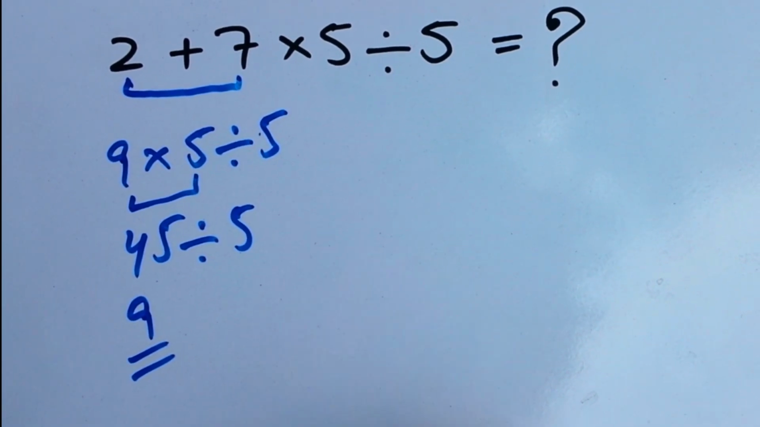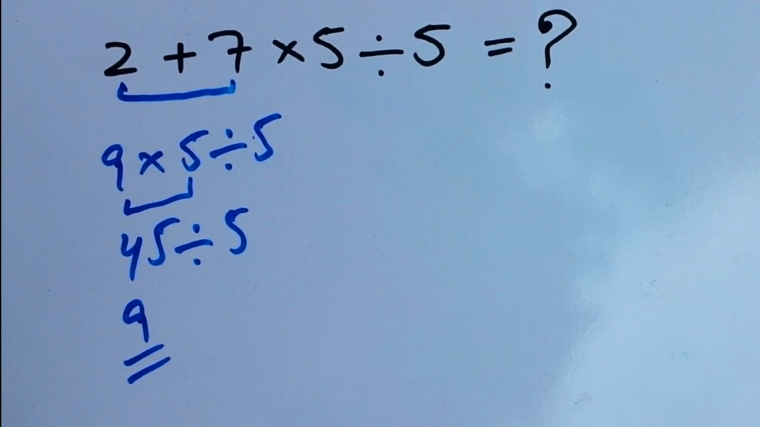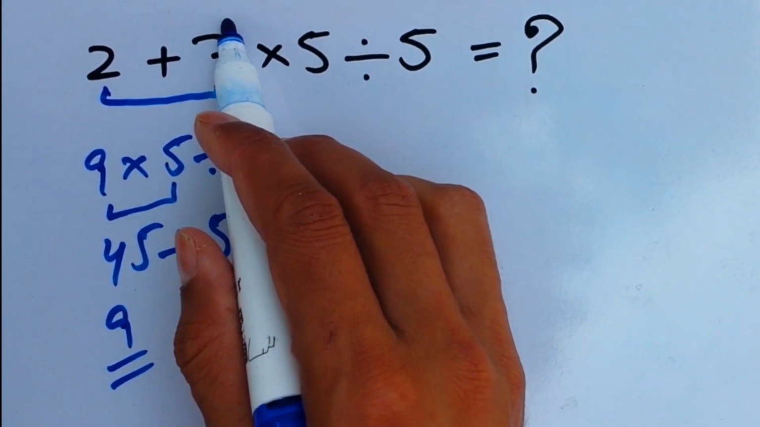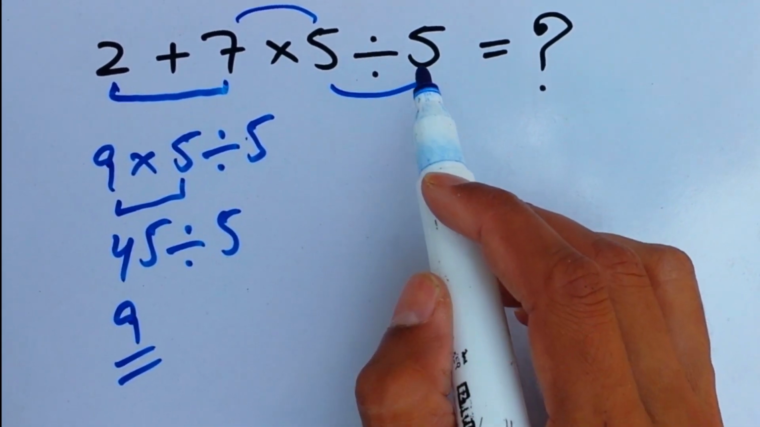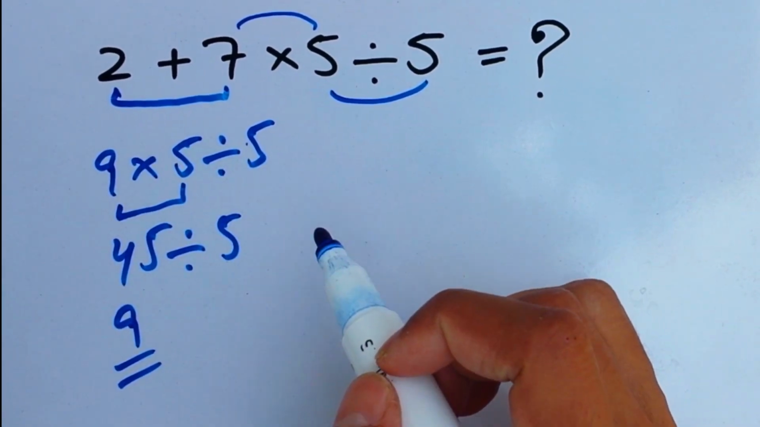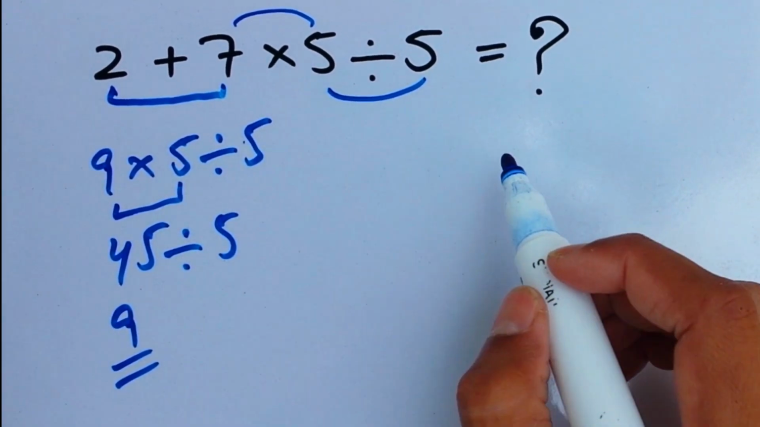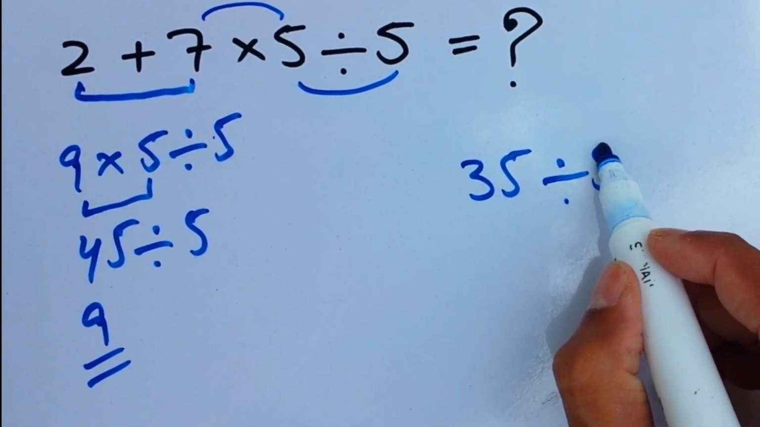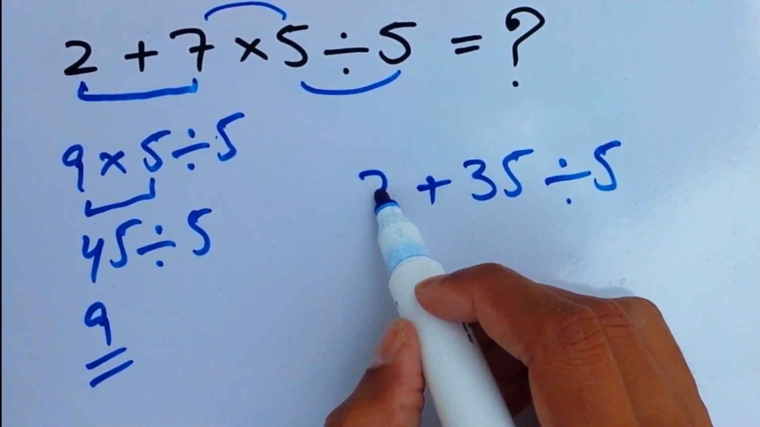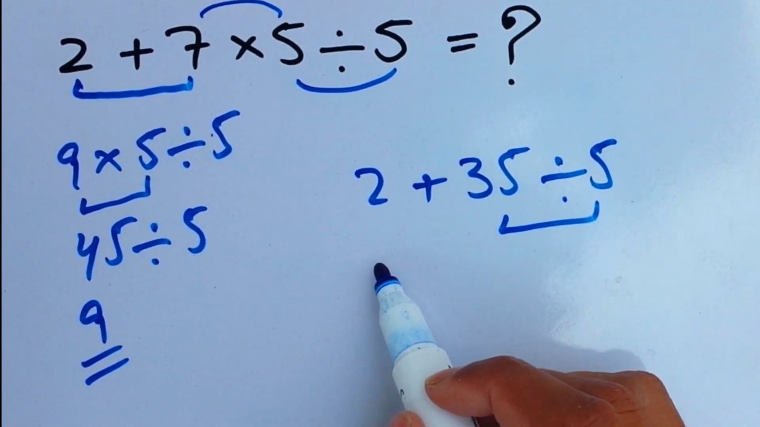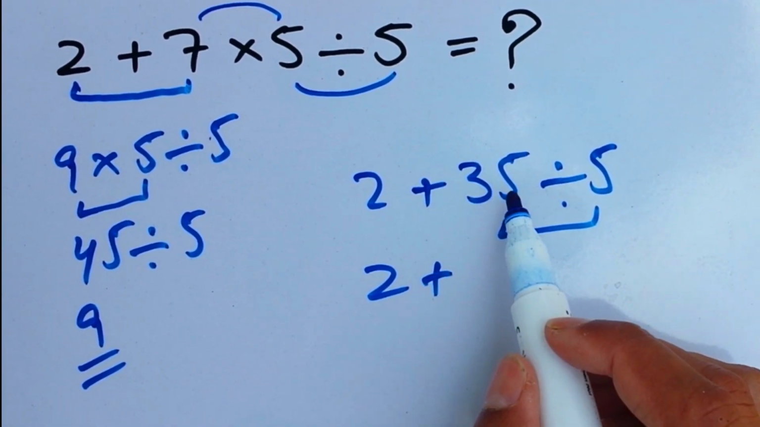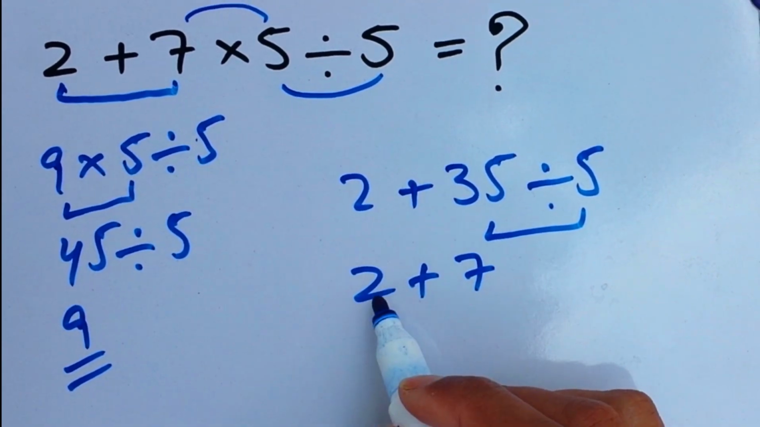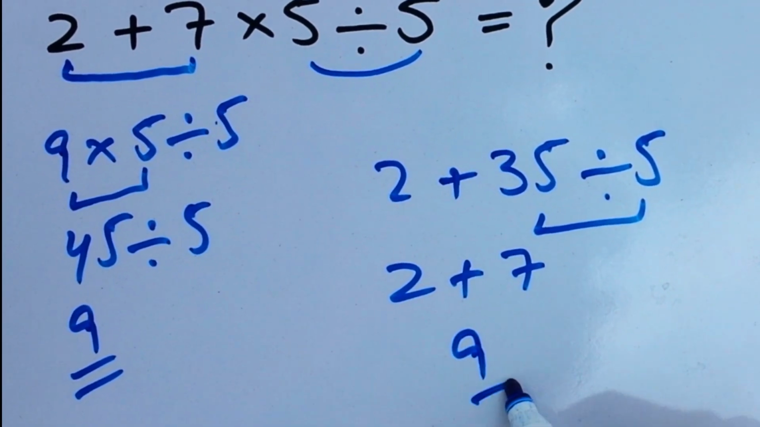Now if we follow the standard order of operations, multiplication, right, and then division before addition, then 7 times 5 equals 35, right, and divide by 5 and plus 2. Now division again, so 2 plus 35 divided by 5 equals 7. Now 2 plus 7 equals 9.